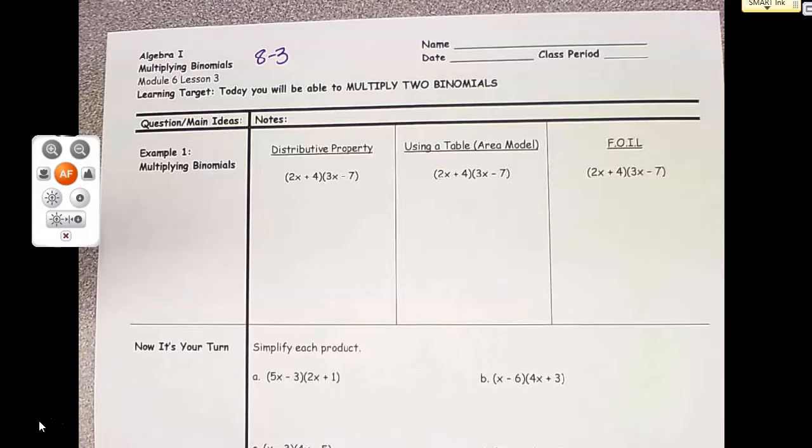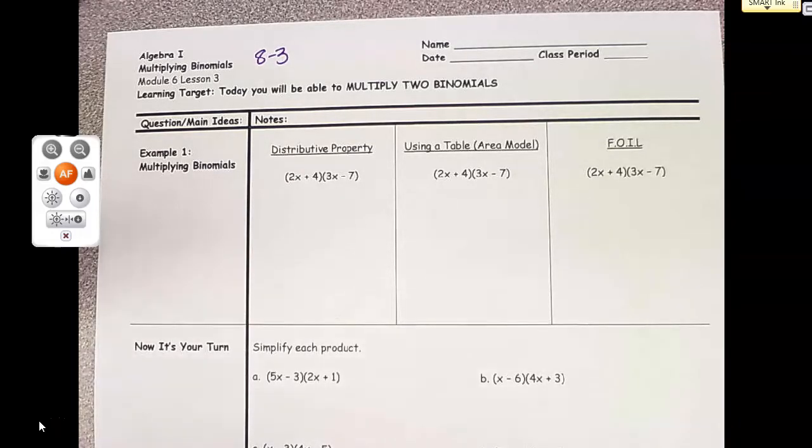And those methods, the first one is by using the distributive property. The second one will be using a table, and the third one will be using something called FOIL, and I'll explain what that is in a minute.